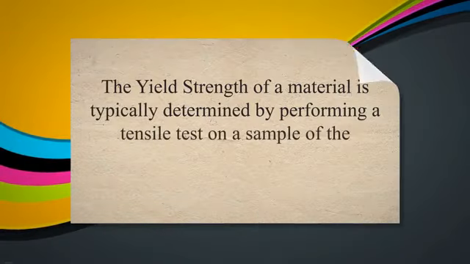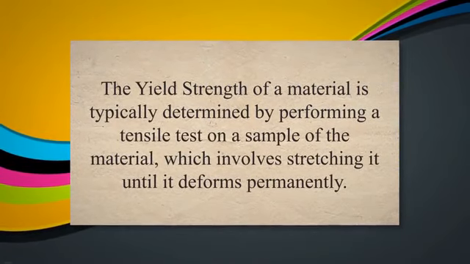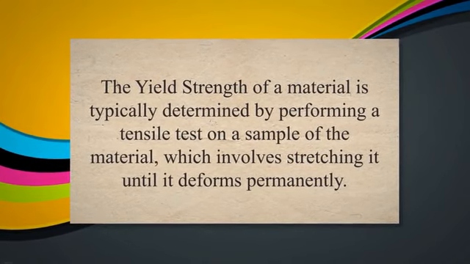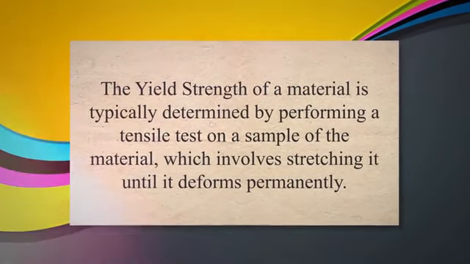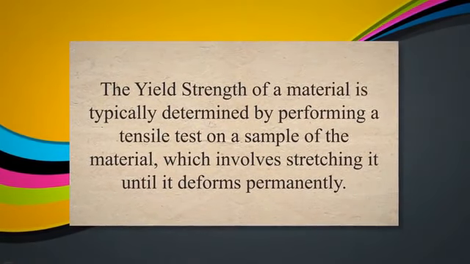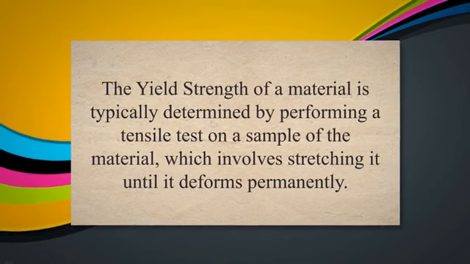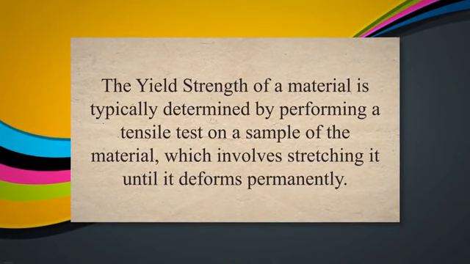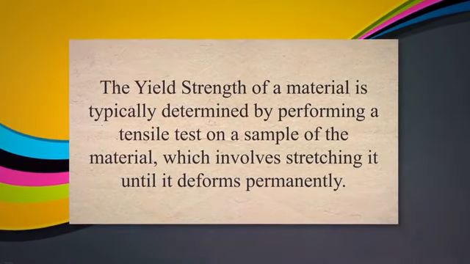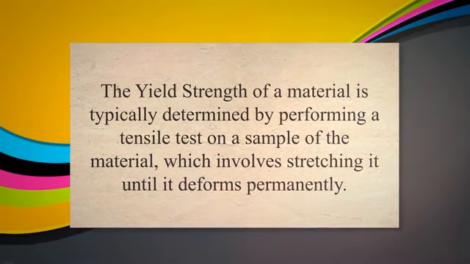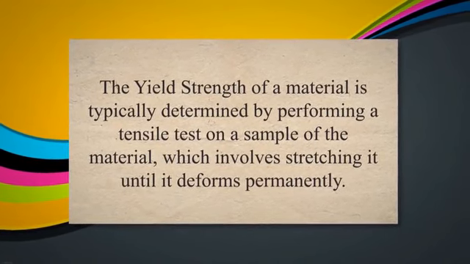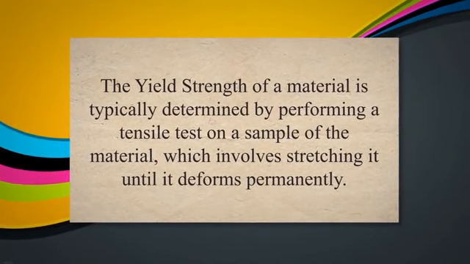The yield strength of a material is typically determined by performing a tensile test on a sample of the material, which involves stretching it until it deforms permanently. Yield strength is expressed in units of stress, such as pounds per square inch, or in SI, pascals, Pa. The yield strength of a material is a critical parameter in the design and engineering of structures and components that are subject to stress or load, such as bridges, aircraft, and automobiles.